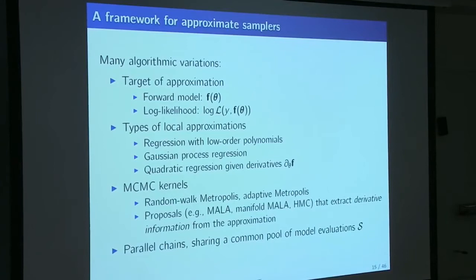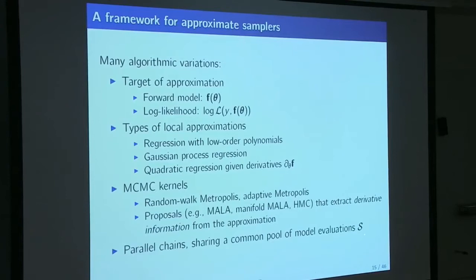And then what kind of MCMC should I use? What MCMC kernel? What's my favorite proposal? Adaptive Metropolis? Should I use something fancier like HMC? This is particularly interesting because maybe I actually don't have access to the derivatives of the forward model. Maybe it's a black box. But my approximation is some polynomial. I can certainly take derivatives of that and then construct proposals that require derivatives. So in this sense, there's a lot of things that one can do. And then you can also start to do something with parallel chains, which I'll describe in a second.